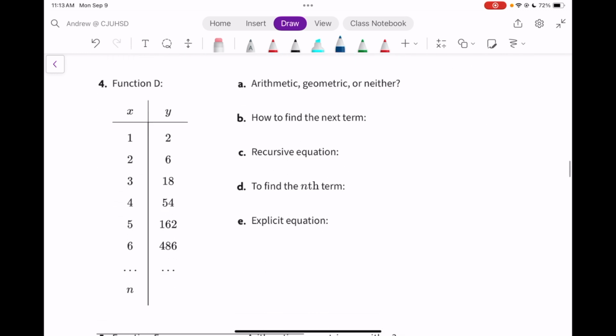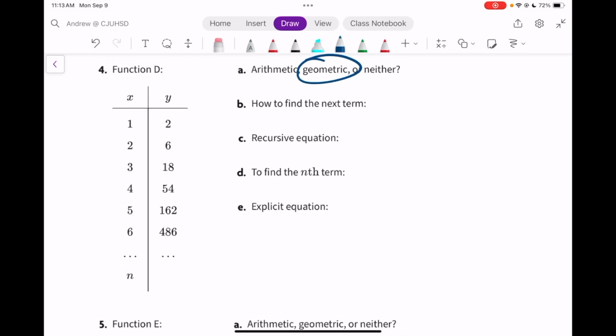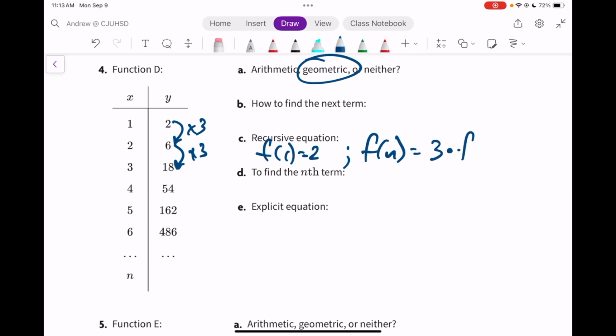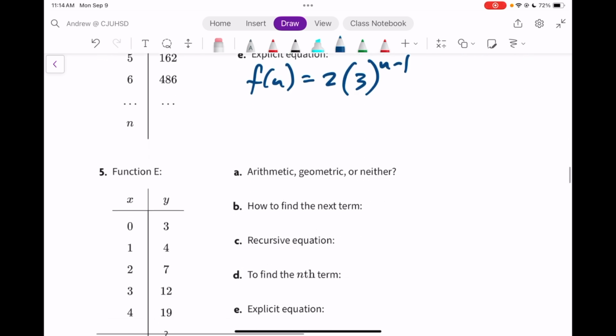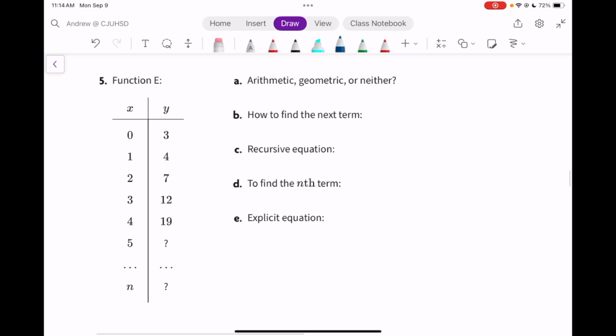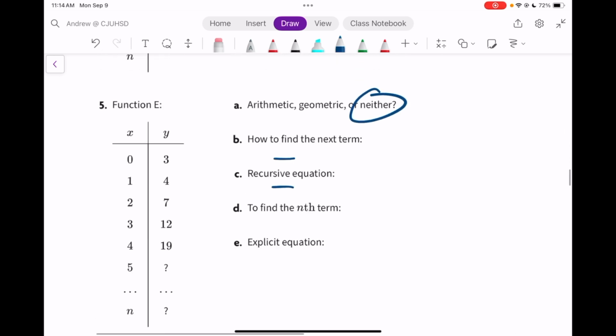On number 4, this is, again, geometric. It's multiplying by 3 times 3 times 3 times 3, and so on. The recursive starts at 2, and f of n is 3 times the previous. The explicit is we're going to start at 2 and multiply by 3 n minus 1 times. Number 5 is neither. You'll learn about this type of sequence next year in Integrated 2. We're going to then skip the rest of these.